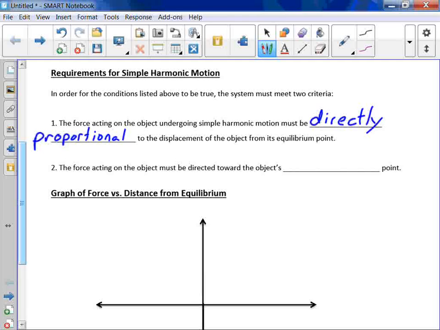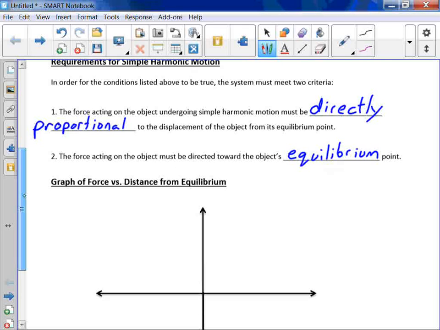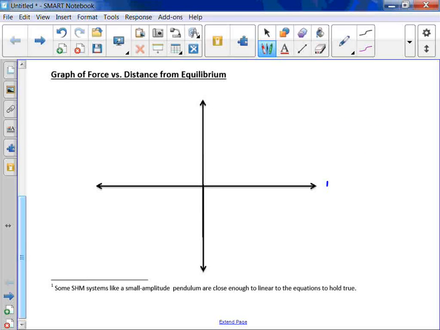And lastly, the force acting on the object must be directed toward the object's equilibrium point, meaning that the force is always pulling it back towards equilibrium. It's not pushing it away from equilibrium. Again, if you just keep a spring in mind, it makes sense. So the x-axis here is going to be distance from equilibrium.